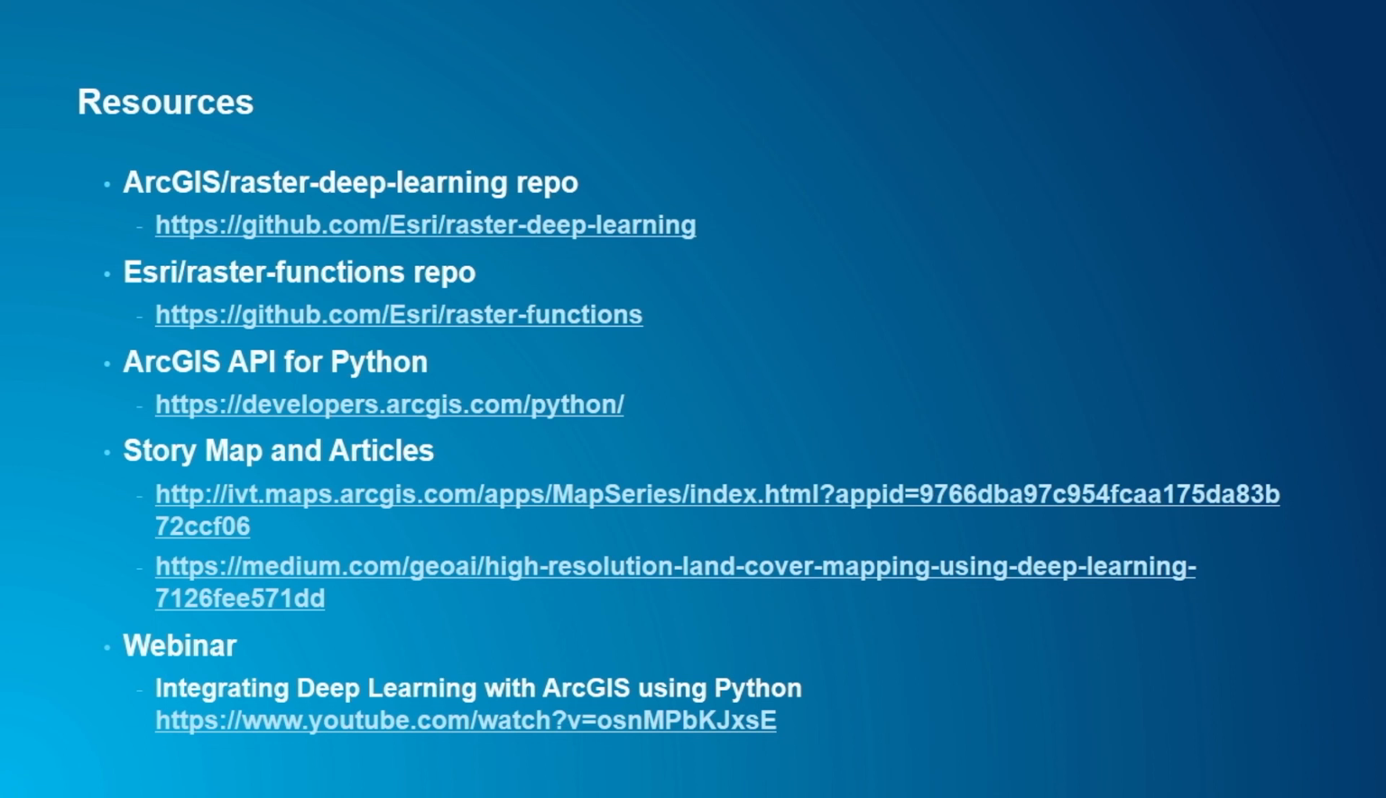I believe the API for Python shipped with Pro 2.3 is not updated with this 1.6. So you can update your Python API from this web page. It has all kinds of links to the repos and the instructions of how to update that. And we also have some story maps and articles about using deep learning in ArcGIS. I suggest you check them out if you are interested.